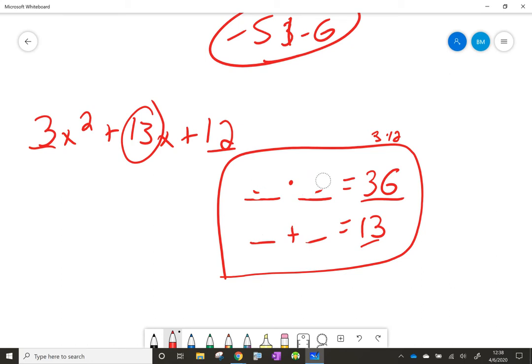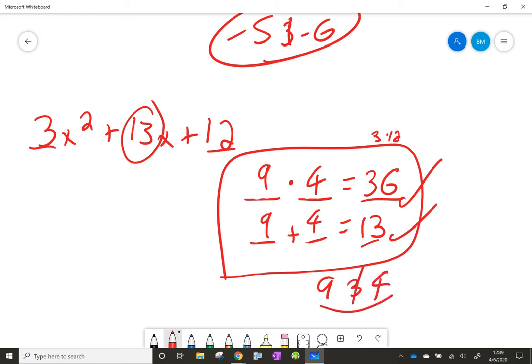Remember, it has to be the exact same numbers for both parts of this, for the multiplication and the addition part. So what other numbers multiply to make 36? Well, 9 times 4 makes 36. Let's try that. 9 plus 4 is 13. So 9 and 4 check out. So the numbers we're looking for here are 9 and 4.